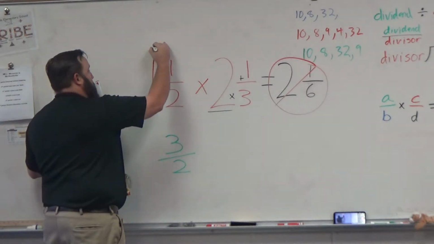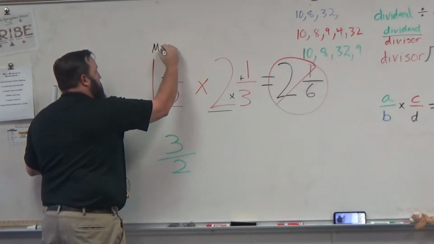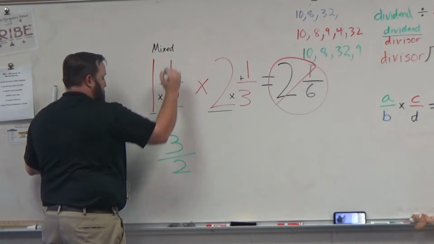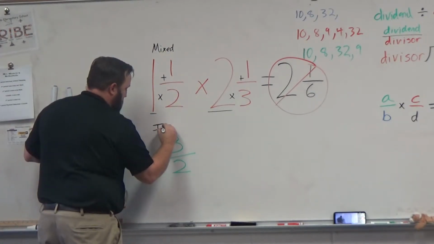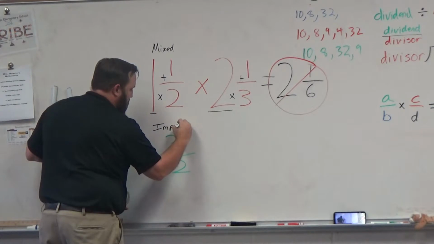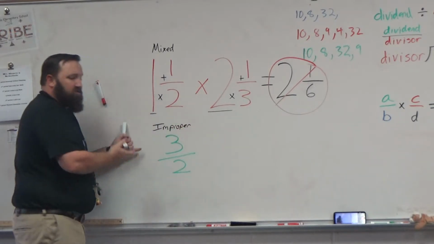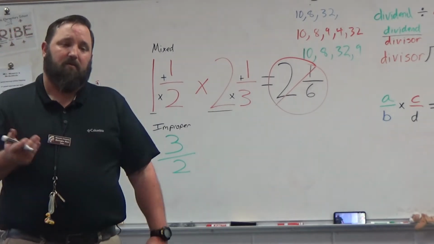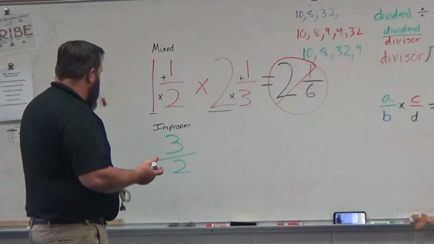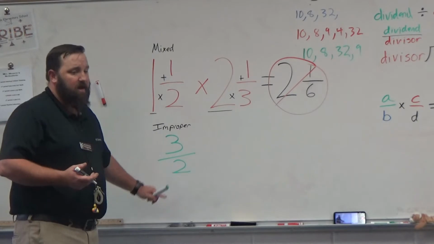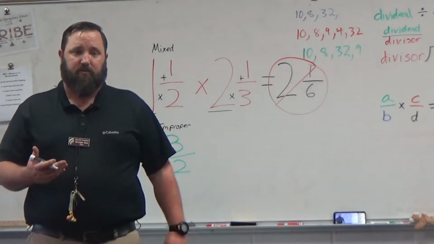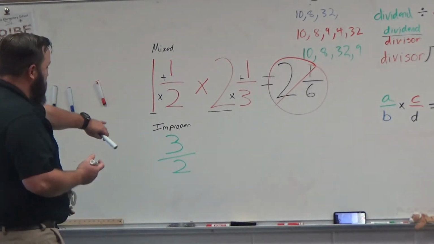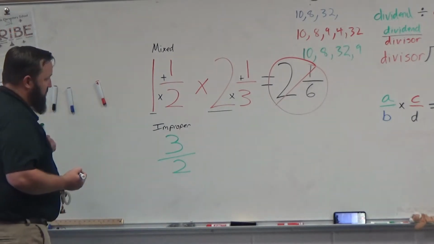Okay? This is mixed. This is improper. Alright? And the reason why we call it an improper fraction is because the numerator is bigger than the denominator. Normally when we divide, that's how we like it. Because remember, this is the dividend, this is the divisor. But it's an improper fraction. We call it that because the numerator is larger than the denominator.